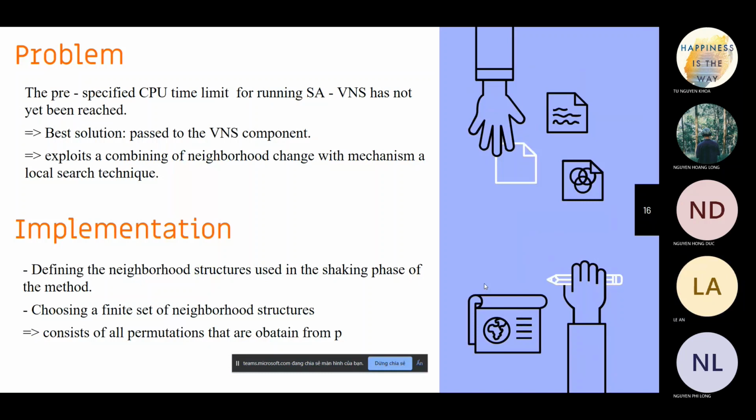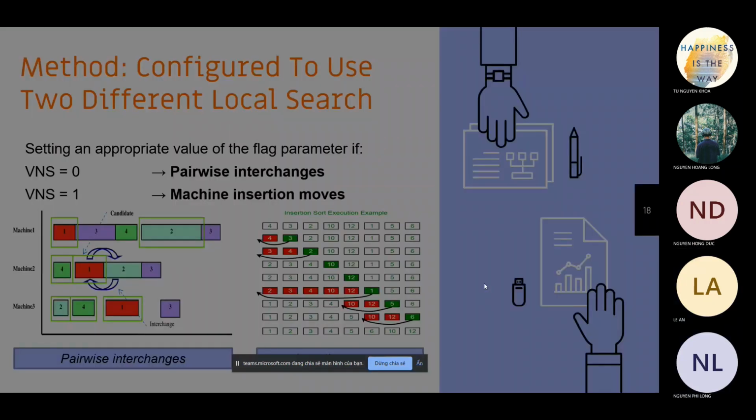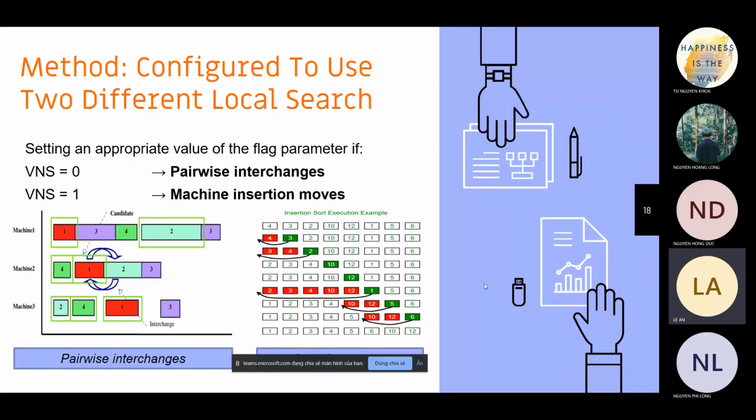Next, please. Here is the course of the VNS method. Next. The method can be configured to use two different local searches. This is done by setting an appropriate value of the flag parameter. There are two conditions. If the VNS flag is equal to 0, then we apply the pairwise interchange. Else, if it is equal to 1, they apply machine insertion moves. Next.